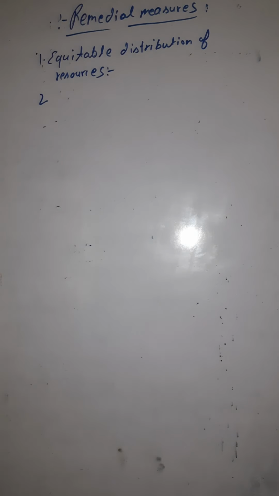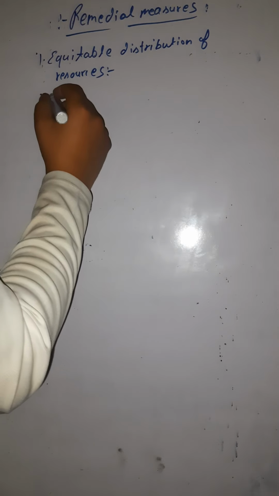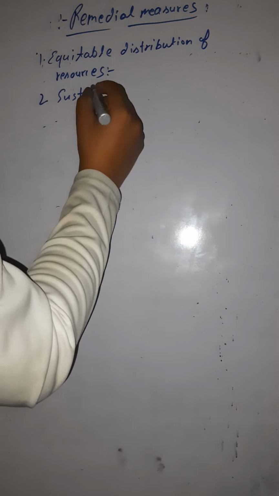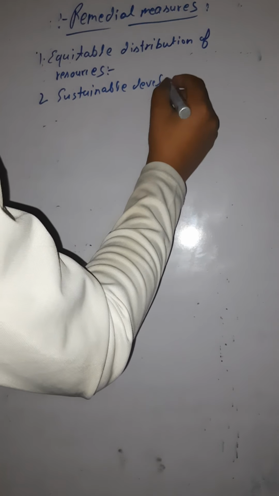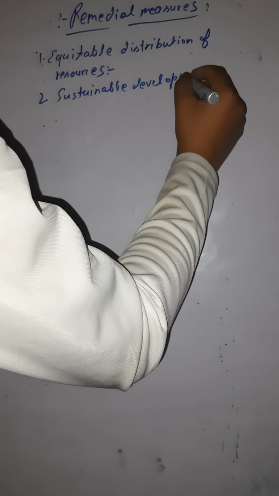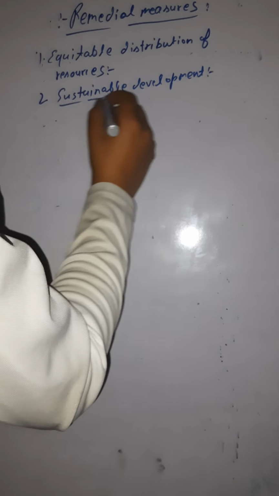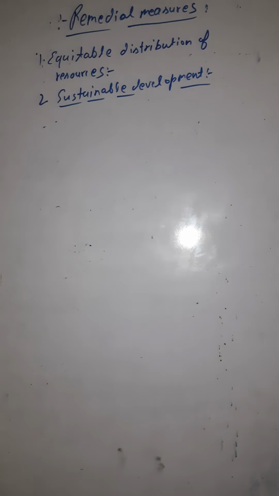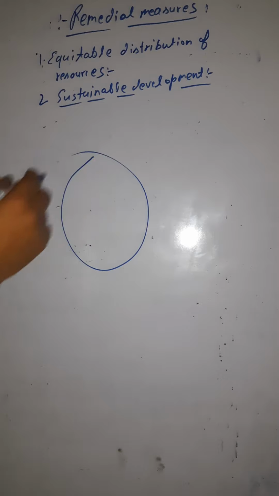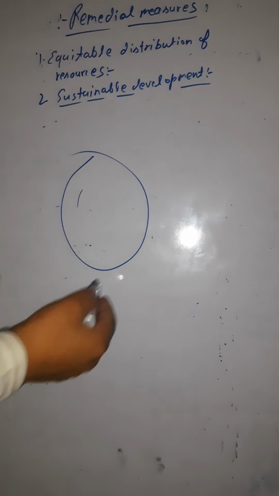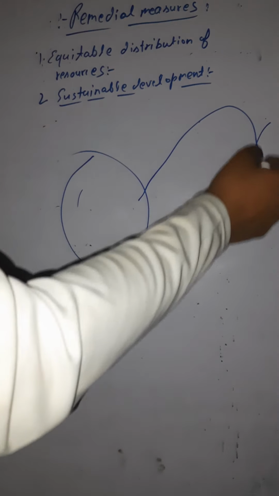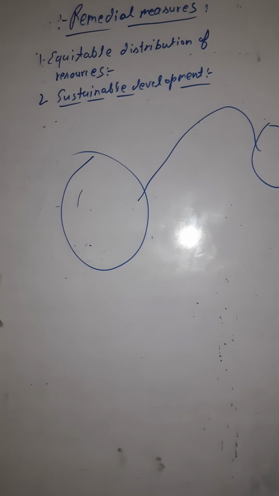Next one, what could be another remedy, and that is sustainable development. That is very important. What does this mean? Sustainable development means, suppose you have the resources right now in the present and you are using these resources in such a way that the resources are still available for our future generation also. So this is sustainable development.